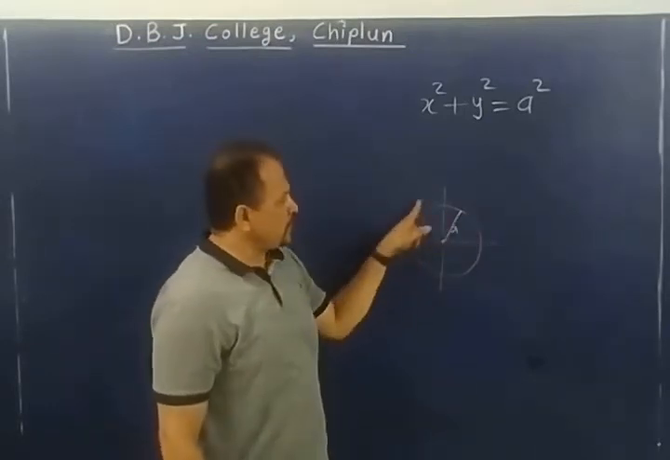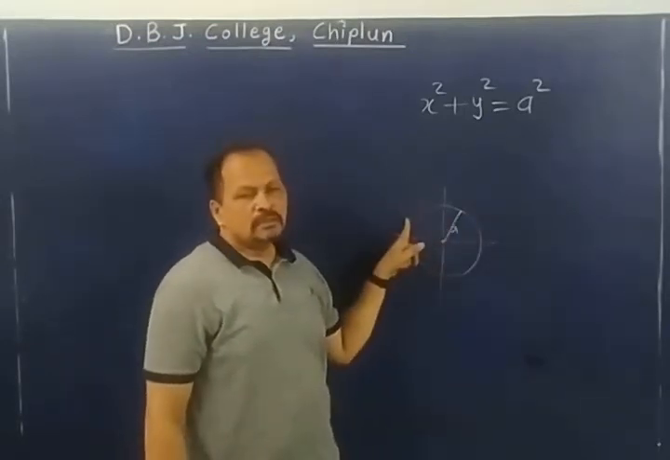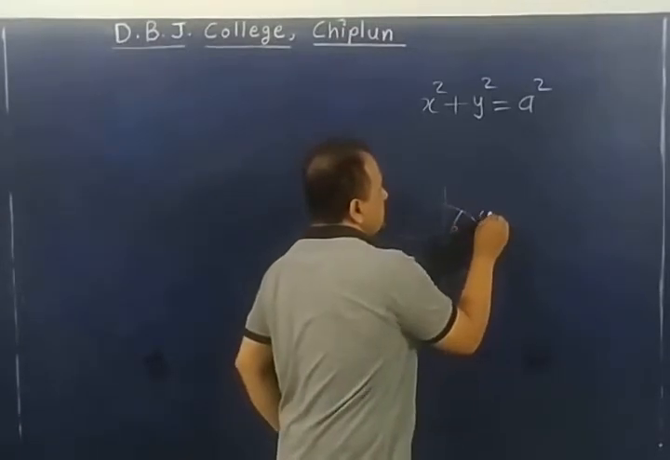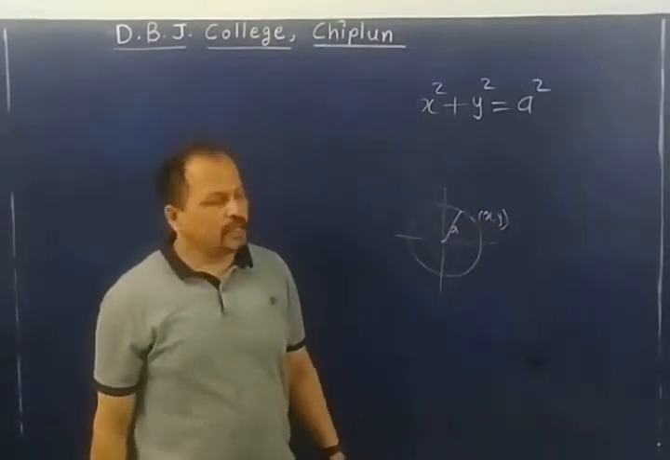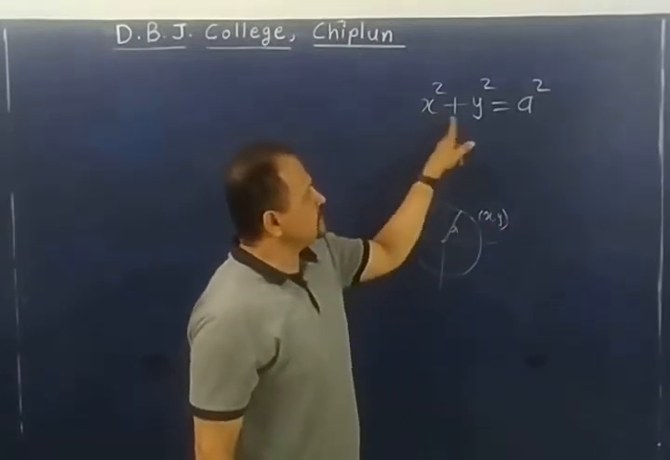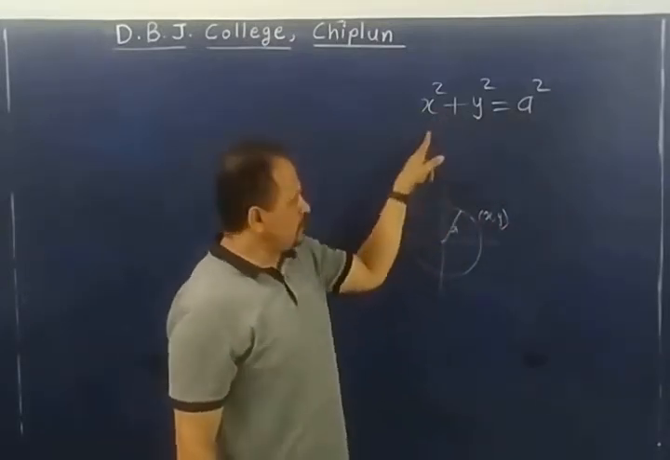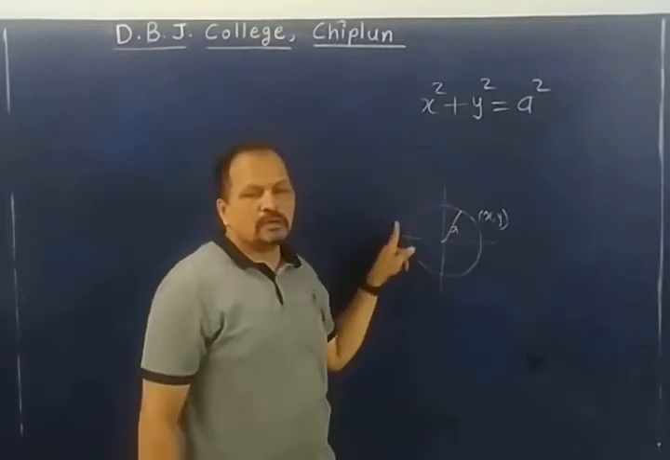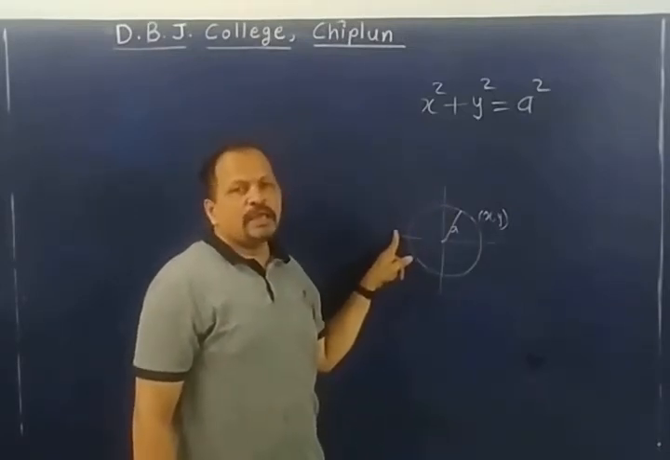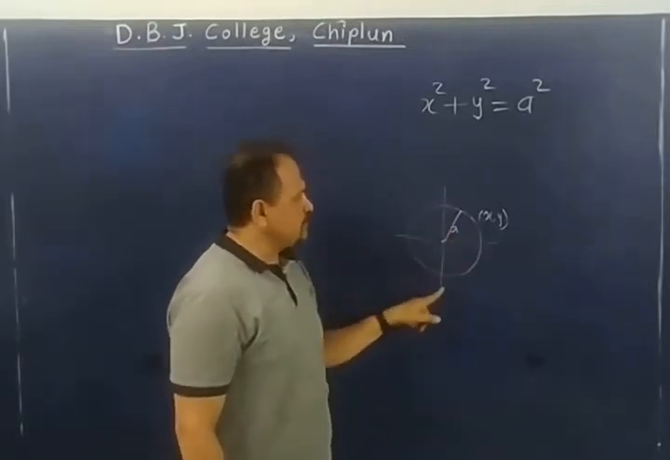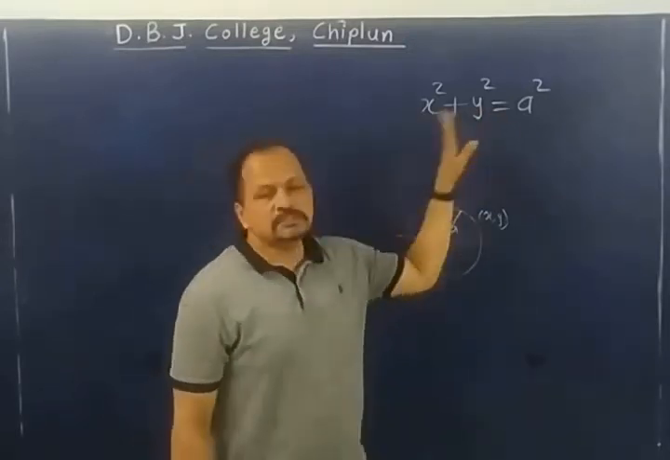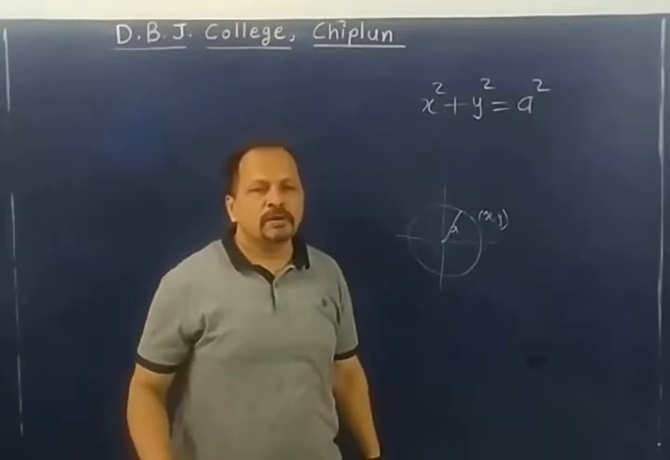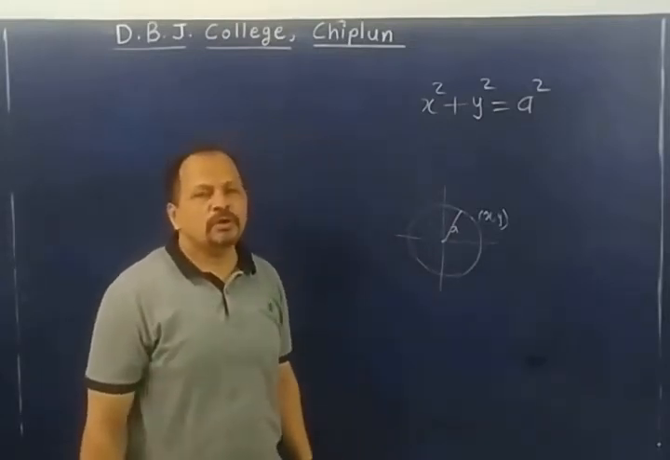Now any point on this circle, with Cartesian coordinates x, y, any point satisfying this equation is a point of the circle, or any point lying on the circle will satisfy this equation. x square plus y square is equal to a square.